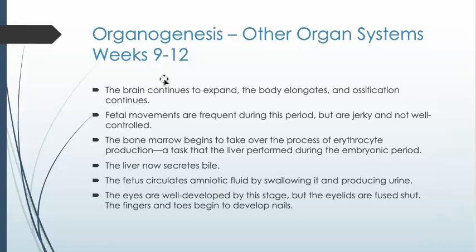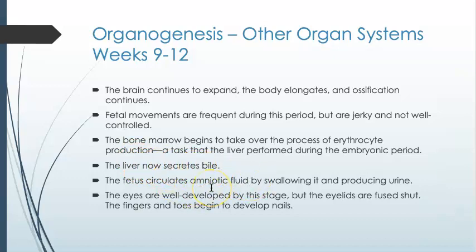Okay, so as we continue in weeks 9 through 12, organ systems are going to continue to develop, including the brain. Bone formation is going to continue. Fetal movements are somewhat weak. Usually they're not quite felt just yet. Bone marrow starts taking over the process of red blood cell production. Liver starts to produce bile.